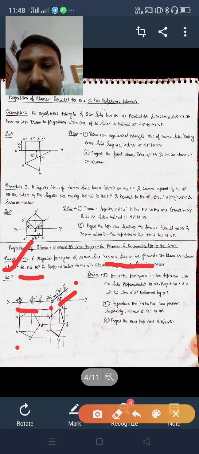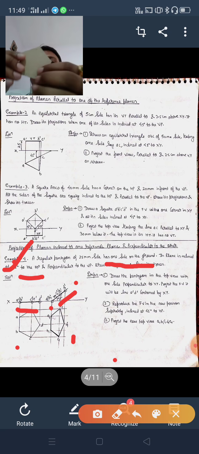Now what we have to do? We have to project this line vertically downward, and from all these points A, B, C, D, E, draw horizontal lines. This A line meets with A1 dash, and we get A1. This B1 dash meeting with B, we will get B1. This C1 dash meeting with C, we will get C1. Similarly, E1 dash meeting with E, we will get E1. D1 dash meeting with D, we will get D1. And we will get a slightly compressed pentagon.